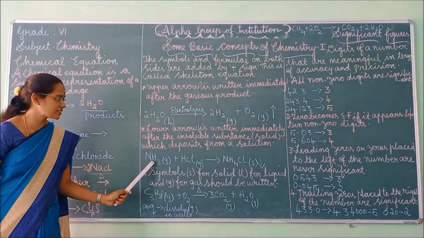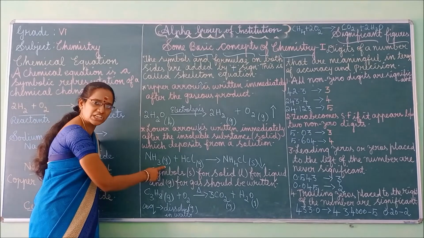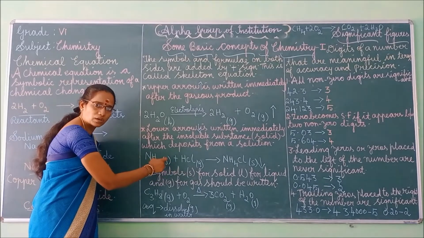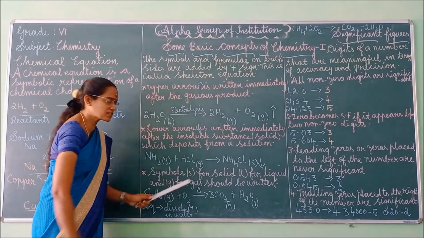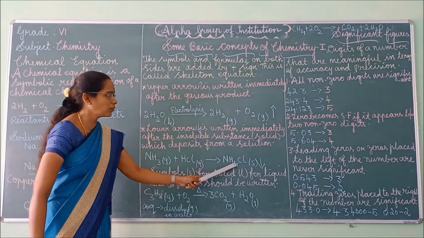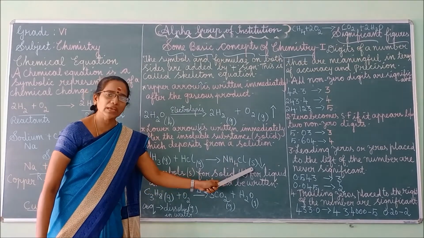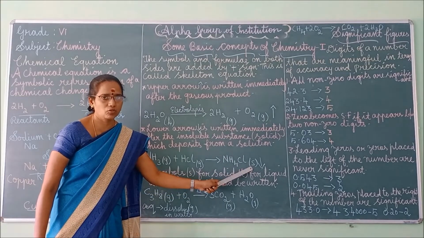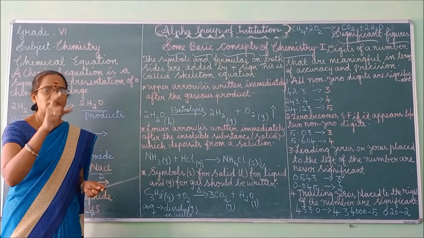For this we can see ammonia. Ammonia is nothing but a gas, so we have to put G inside the bracket in small letters. And hydrogen chloride is also a gaseous substance, so we are putting G. And ammonium chloride is an insoluble solid substance, so we have to put S here. If it is a liquid substance, we have to put L.